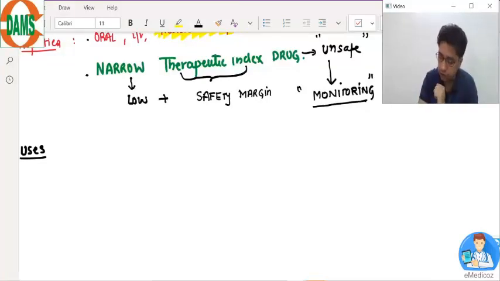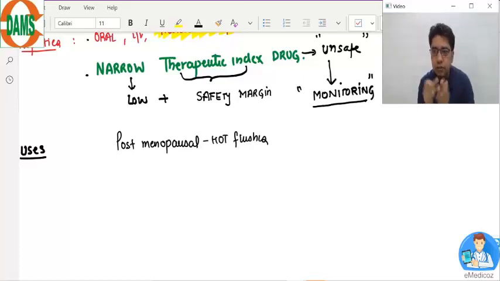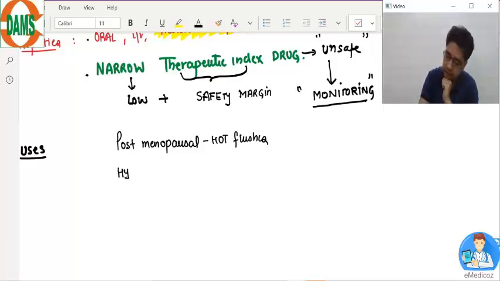So first use of clonidine. Clonidine is given for postmenopausal hot flushes. It's a symptom in females. In postmenopausal females, there is flushing. Second, clonidine is given for hypertension.